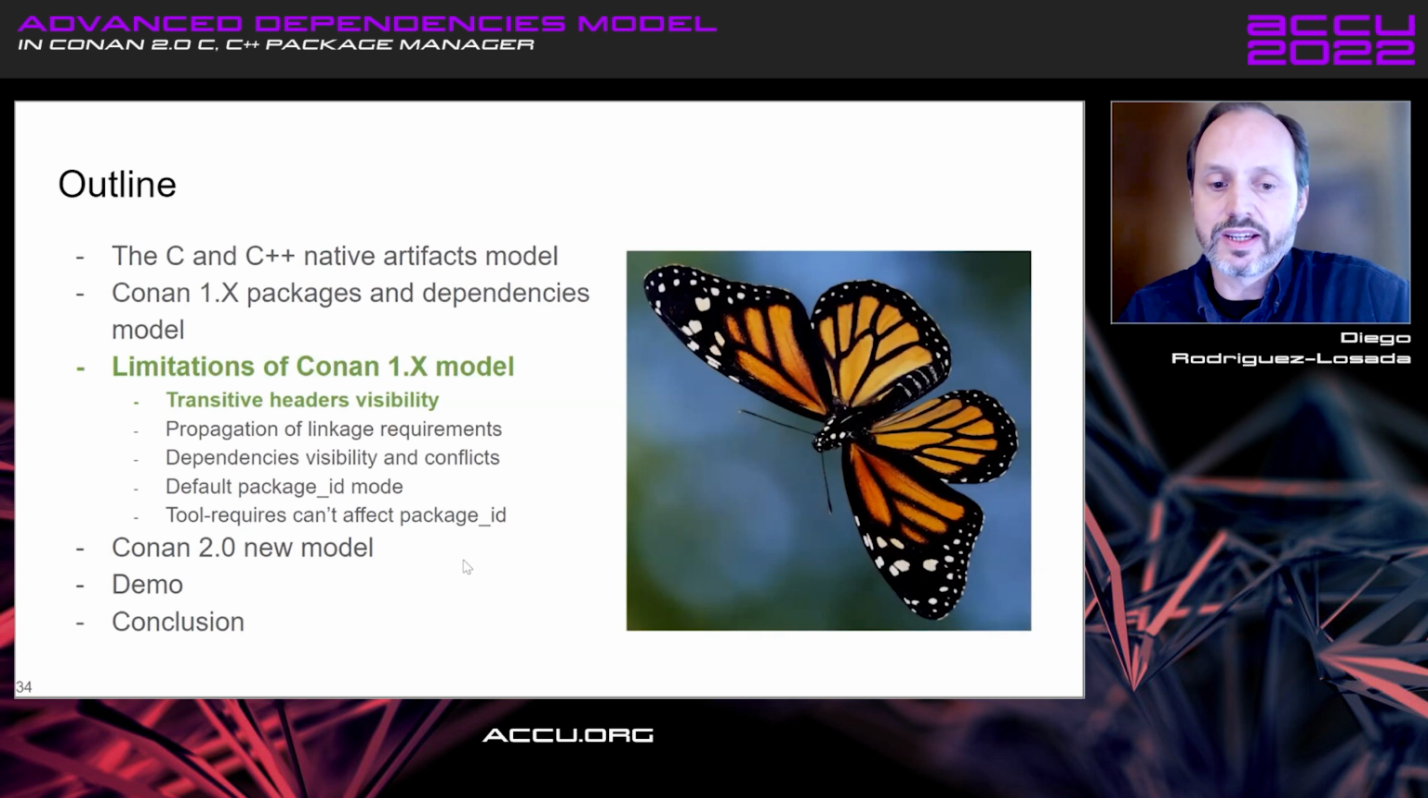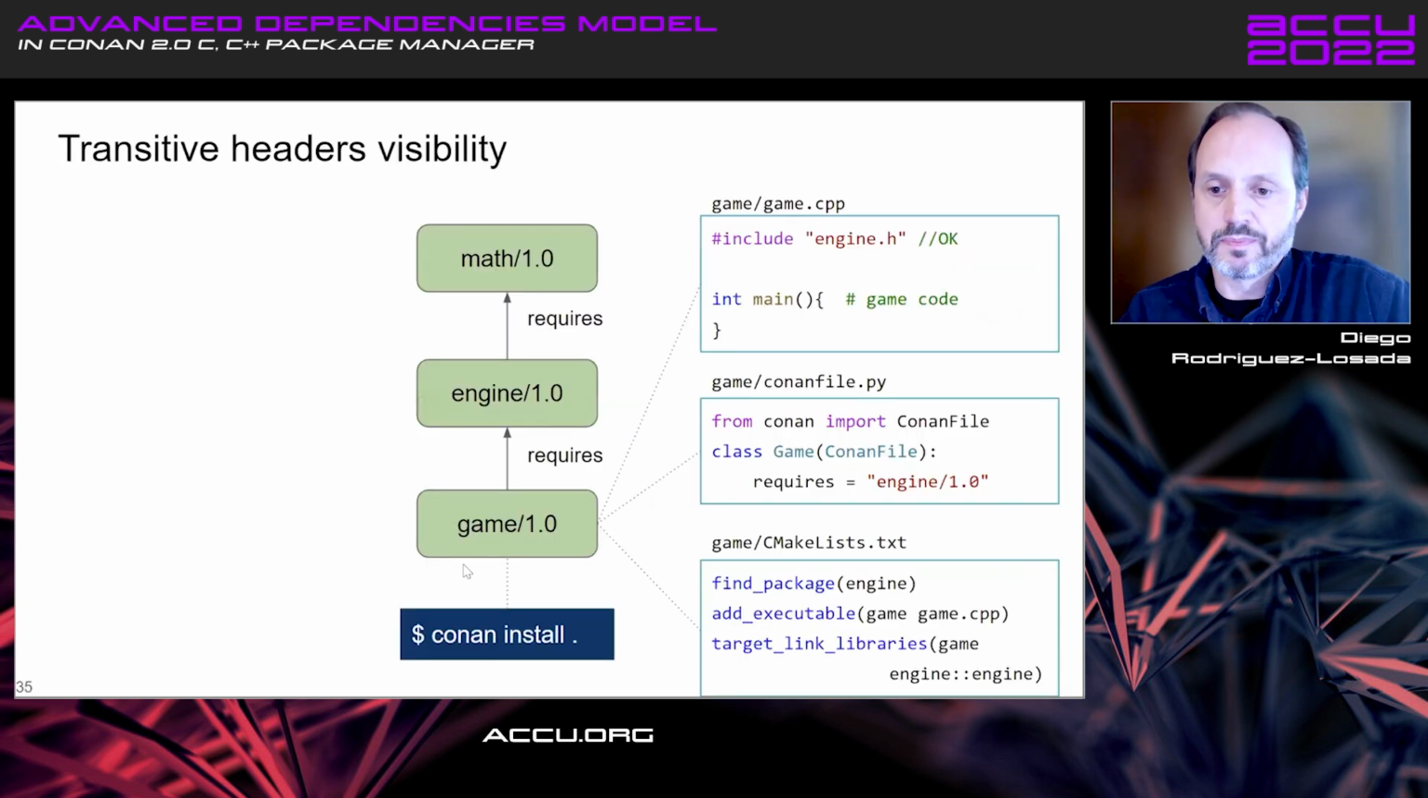First, about the transitive headers feasibility. So this is our small example. Here we can see a standard thing. We have our CMake list, we have our game conanfile.py with a request to engine, and we have the game CPP source code. Okay, so this works in Conan 1. It's fine. You do the conan install, you get your files, you can build the thing and everything.